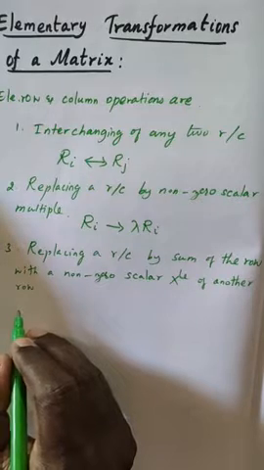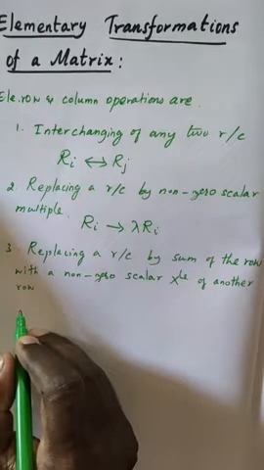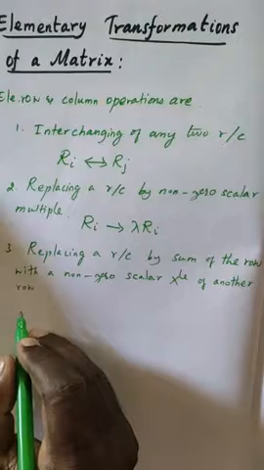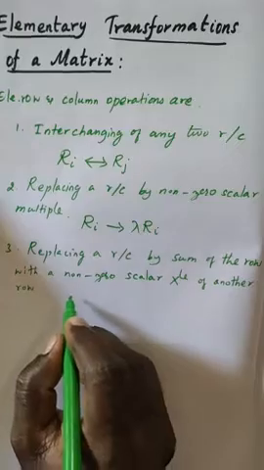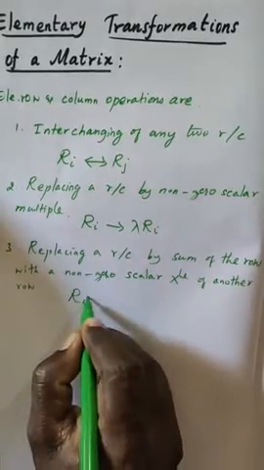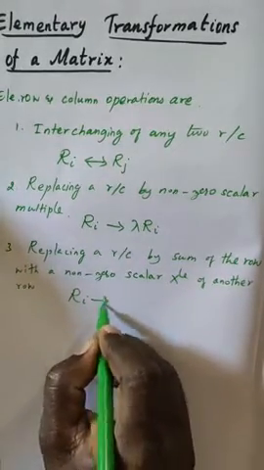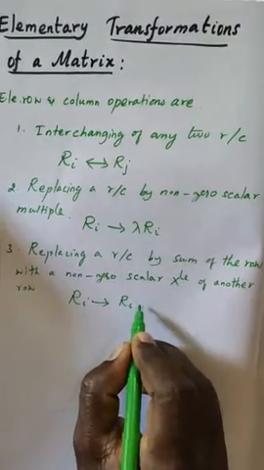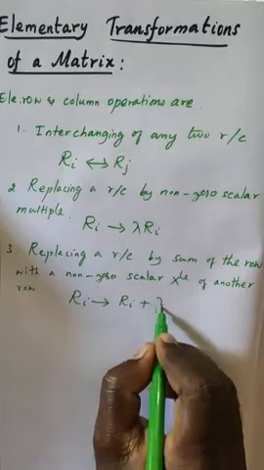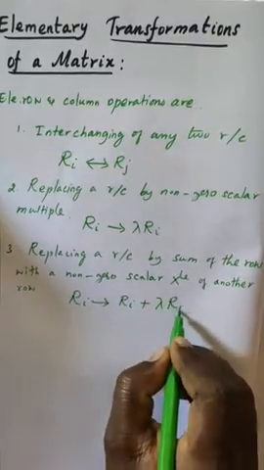And the addition of ith row and a non-zero constant lambda multiple of jth row is denoted by Ri replaced as Ri plus lambda Rj.